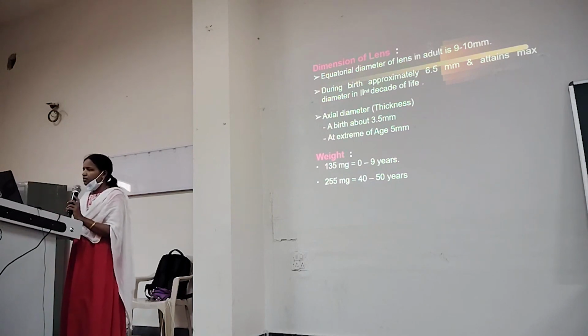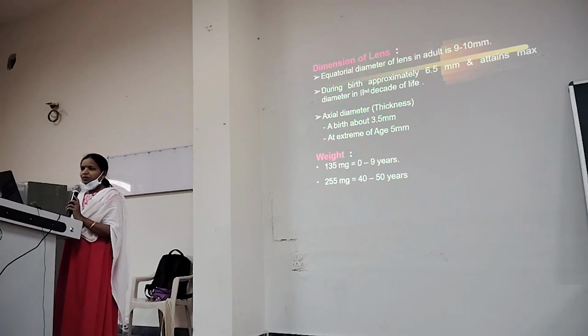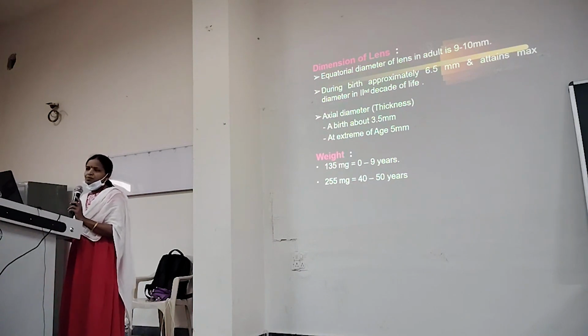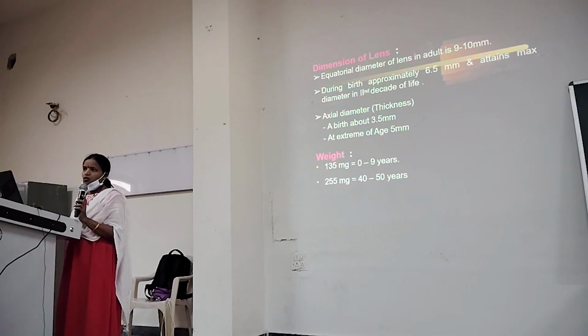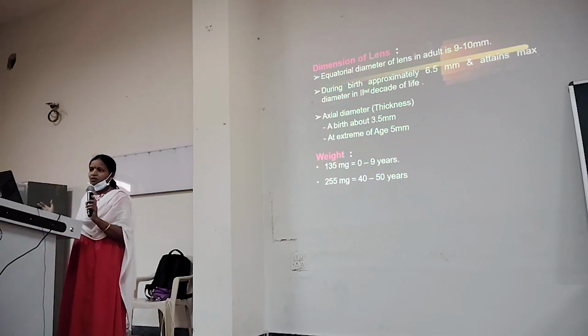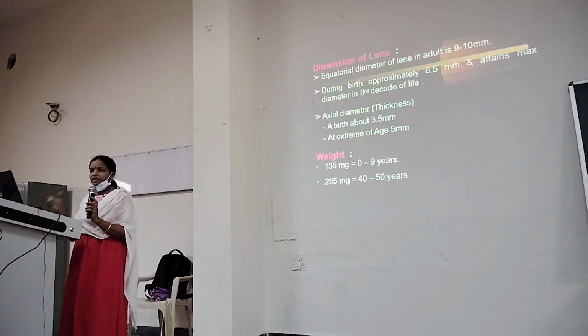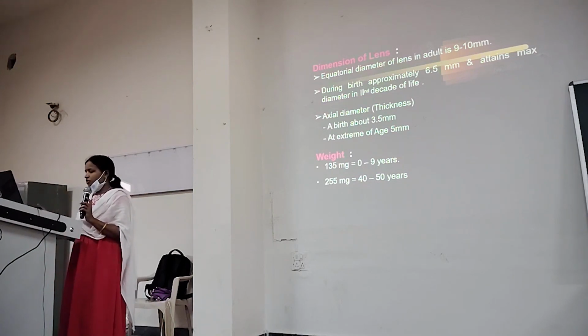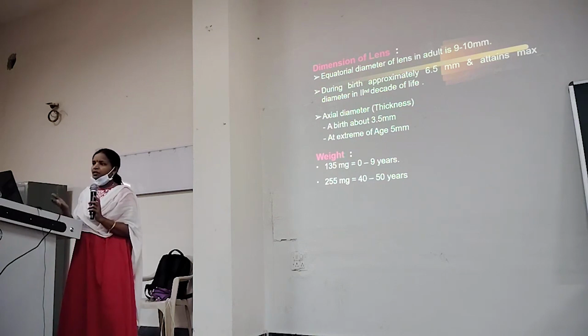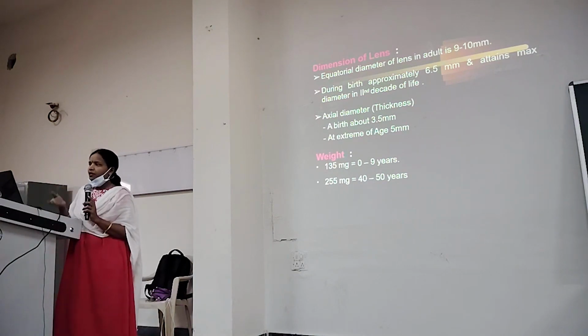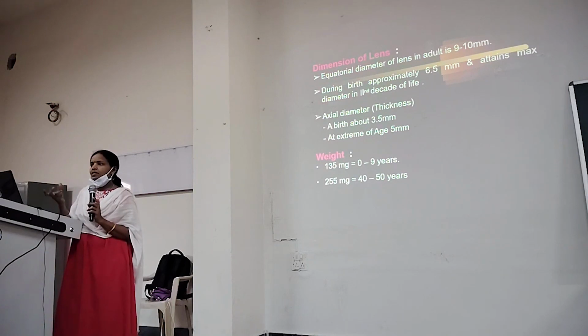So during birth it is approximately 6.5 mm diameter and it attains maximum size by the second decade, that is during adulthood. So diameter won't increase much, whereas anterior-posterior diameter, that is axial length or thickness of the lens, keeps on changing because new fibers will be developing. Lens is an active structure. Actively it is producing new fibers, so it will be increasing in its thickness.